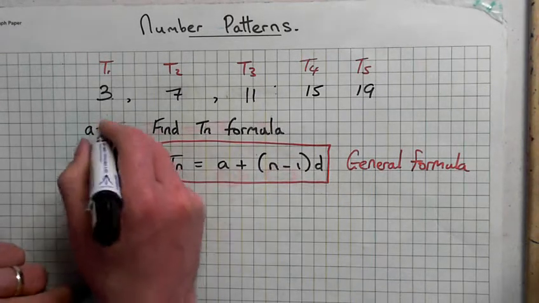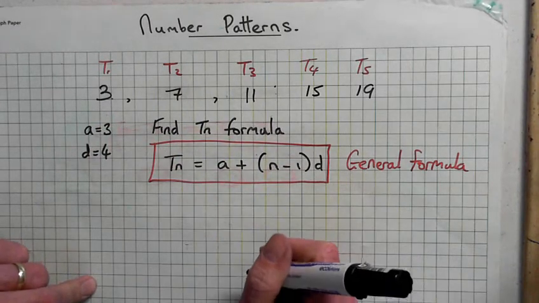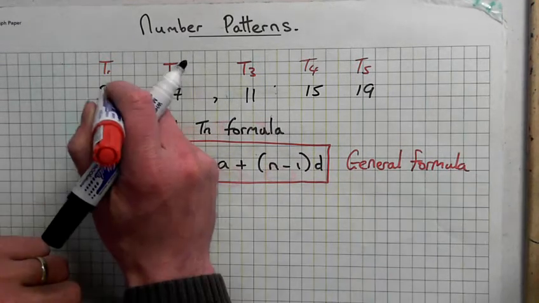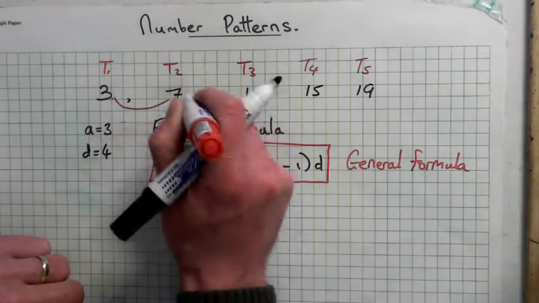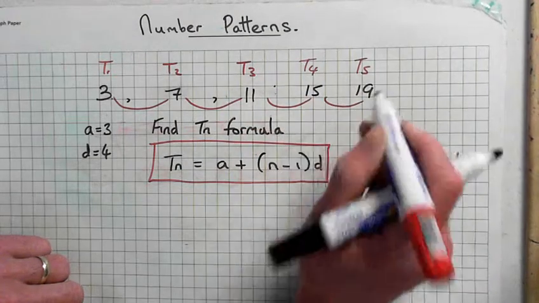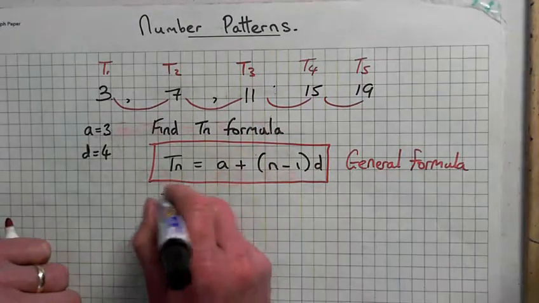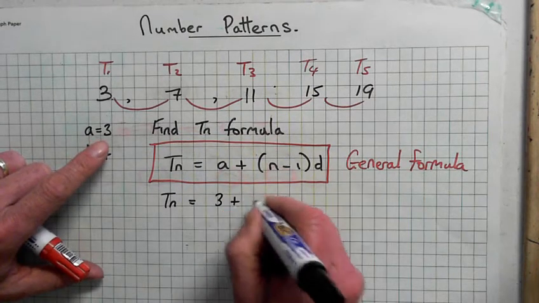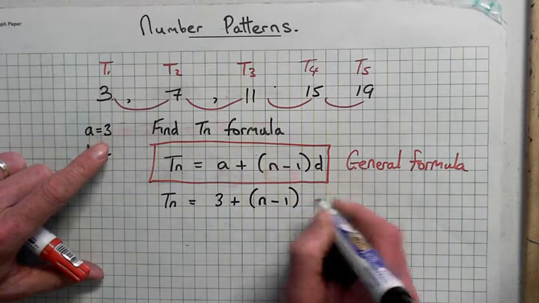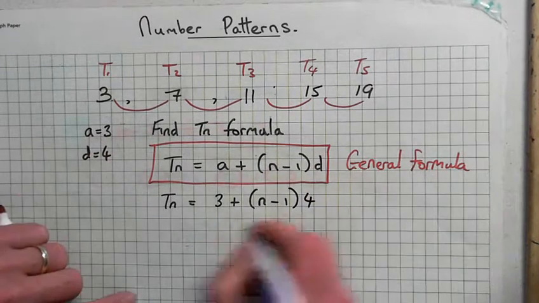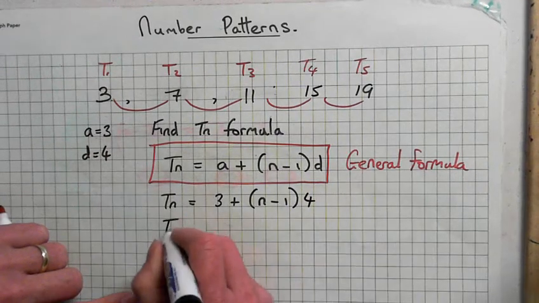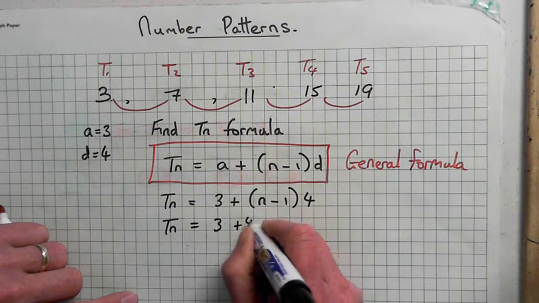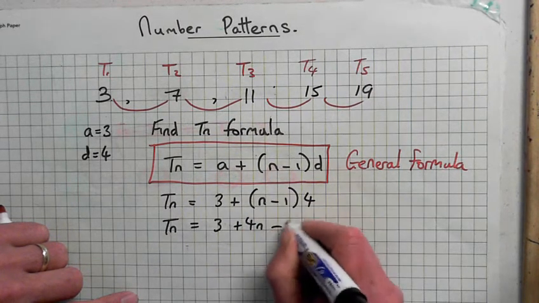Alright, and you put in D from? Where'd you get the D from? D. Yeah. Oh, there's 4. The difference between 3 and 7 is 4. Common difference. Oh, yeah. It's 4. Alright, so Tn, A is 3 plus n minus 1 and D is 4. Right, so just multiply out the bracket. 4 times n is 4n. 4 times minus 1, minus 4.